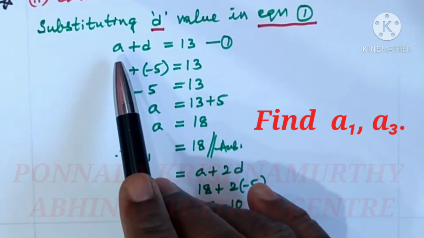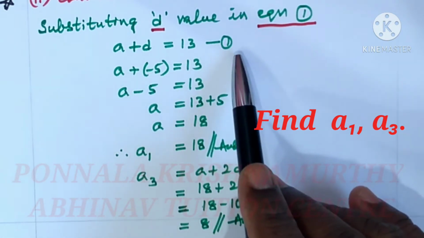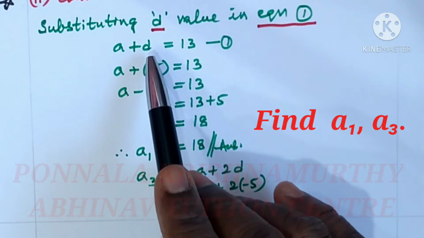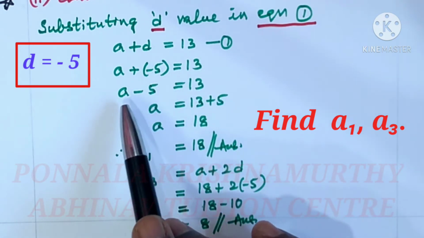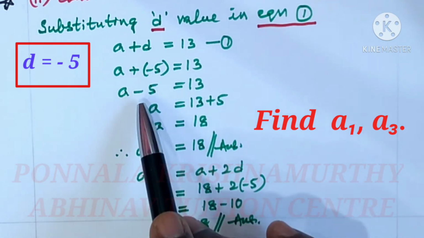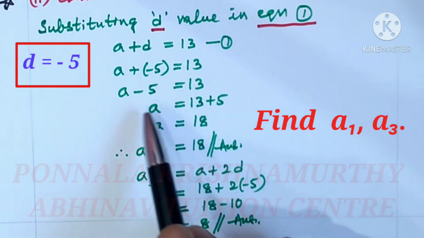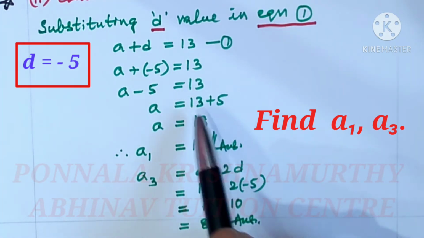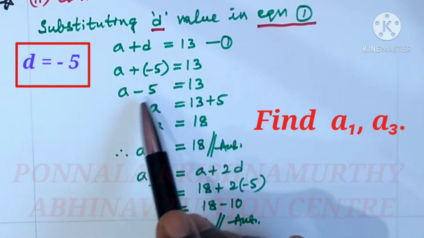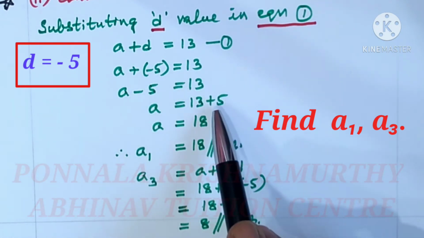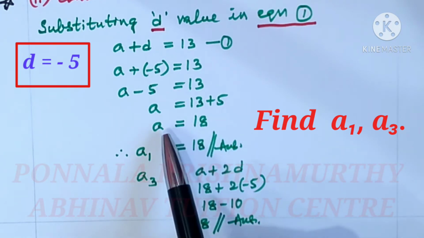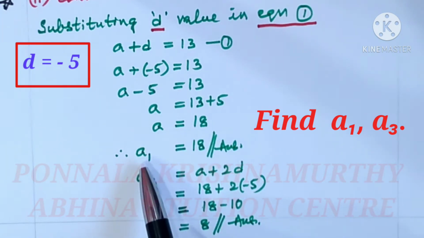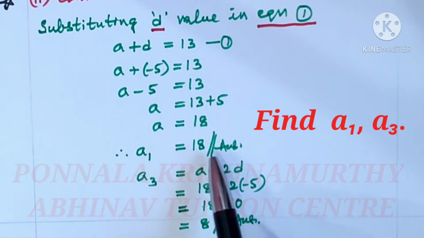Equation 1 is A plus D equal to 13. Then A plus, in place of D, we substitute minus 5 is equal to 13. So A plus into minus, minus 5 is equal to 13. A is equal to 13 plus 5. This minus 5 comes to the right hand side and becomes plus 5. A equal to 18. A is nothing but the first term, so first term A is equal to 18.